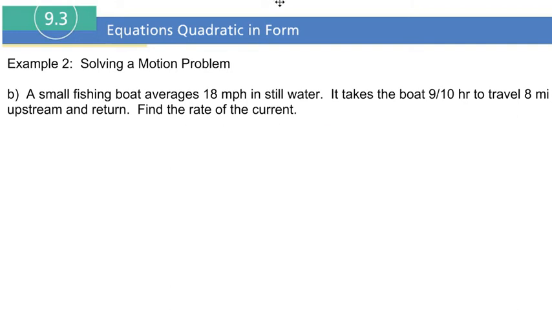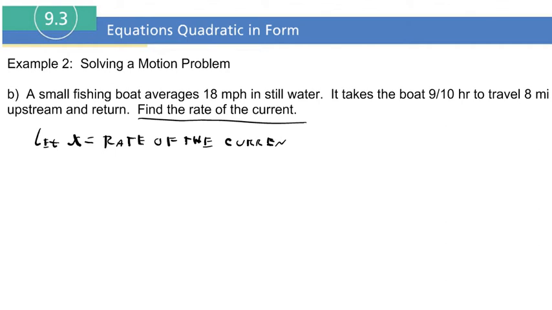All right, and so let's begin here. And actually, we should always start with what is x. So let x be equal to, and you always know what x is by looking at the last sentence, or basically what is it that we're trying to find? We're trying to find the rate of the current. So let x equal the rate of the current. So we want to know how fast is the water going down the stream.